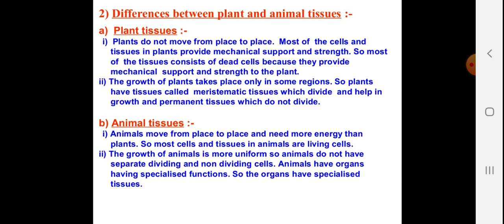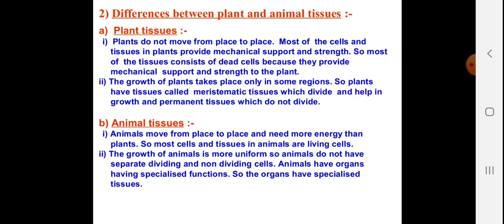Difference between plant and animal tissues. So plant tissues do not move from place to place. Most of the cells and tissues in the plant provide mechanical support. That means they provide strength. So most of the tissue consists of dead cells because they provide mechanical support and strength to the plants. The growth of plants takes place only in some regions. So the plants have tissues called meristematic tissues which divide and help in growth, and the permanent tissues do not divide at all. Generally, meristematic tissues are found in the tip of the shoot of the plant, so they grow taller.